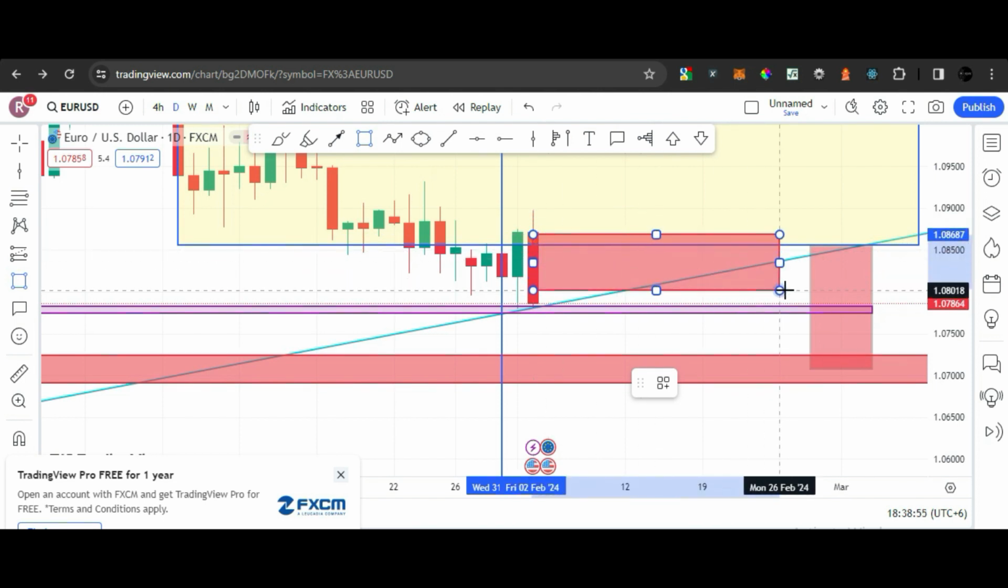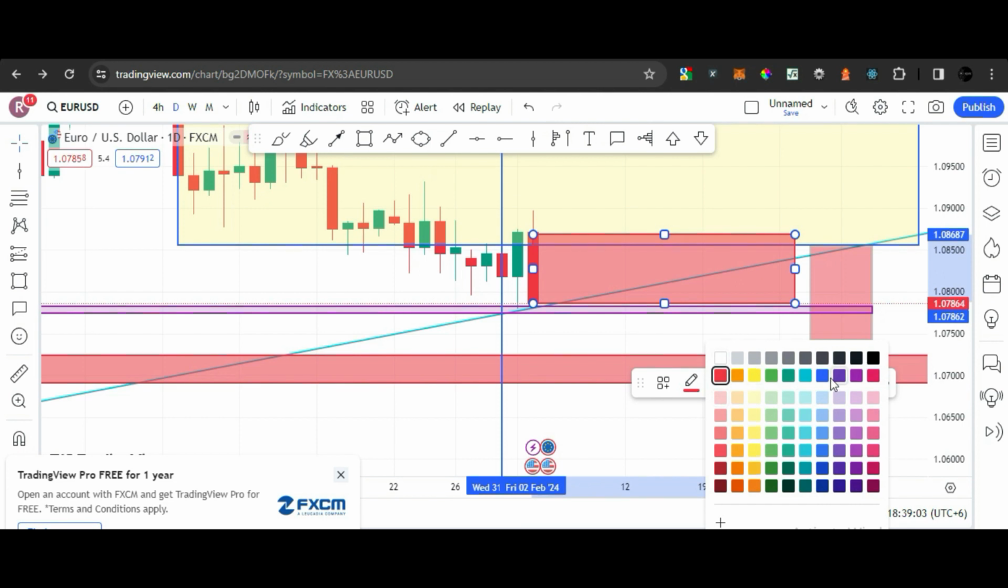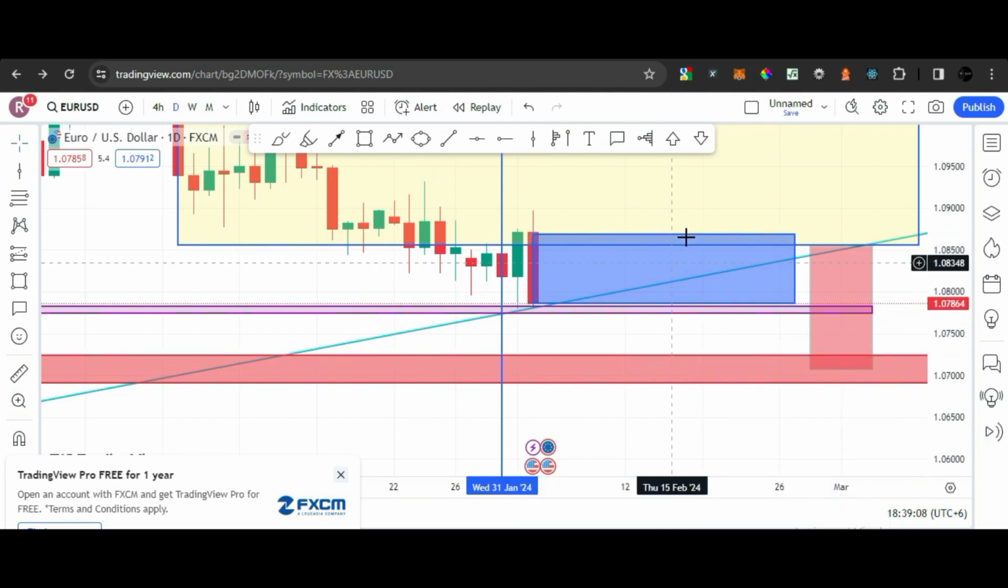So this is the only liquidity we have left in the day time frame. I want to change the color of the day, and this is also to be. This is the liquidity area we left in the day time frame. So we need to take out this liquidity.